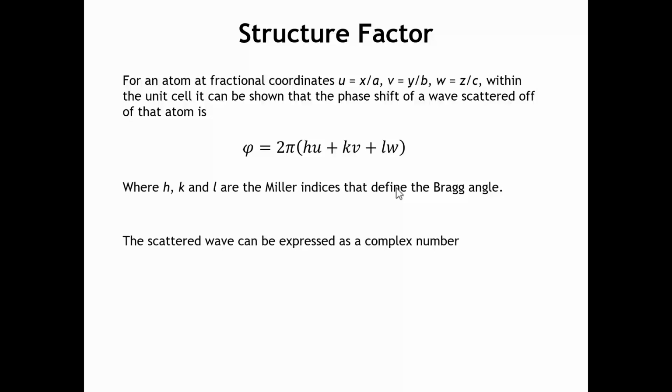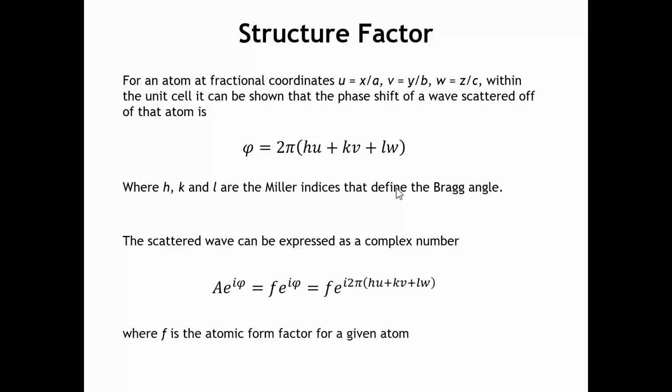Now, we could express this wave that's scattered off this atom in our complex number notation. We could say, all right, we've got a certain amplitude of this wave, and that's multiplied times e to the i phi, where phi is the phase shift. The amplitude is just going to be the scattering power or the atomic form factor of the atom on that site. And then this expression up here tells us what the phase shift phi is going to be.